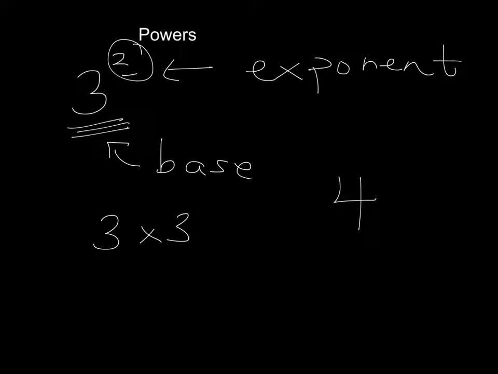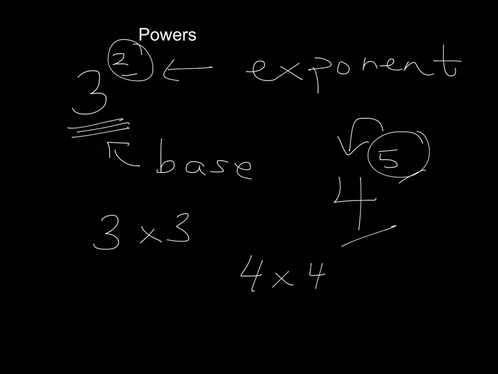Now 4 to the power of 5. Again, 4 is the base, 5 is the exponent, and we read it 4 to the power of 5. The 5 tells us how many times we are going to multiply 4. So it would be 4 times 4 times 4 times 4 times 4. And of course, you can use your calculator for this. You don't have to do it in your head.